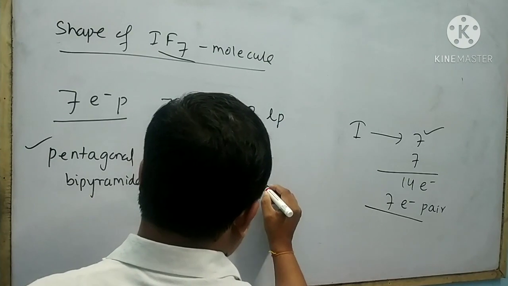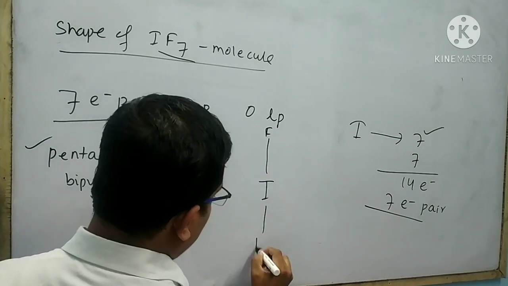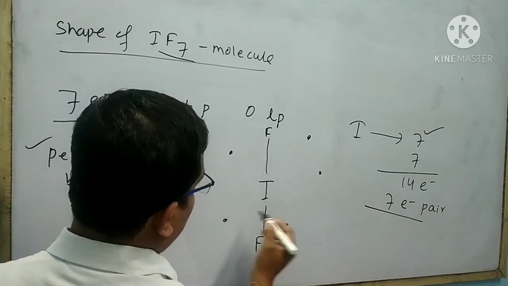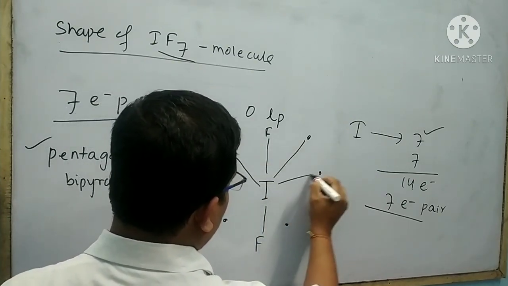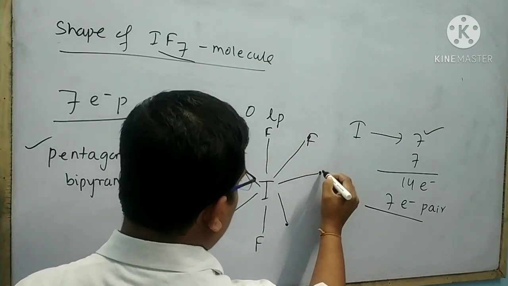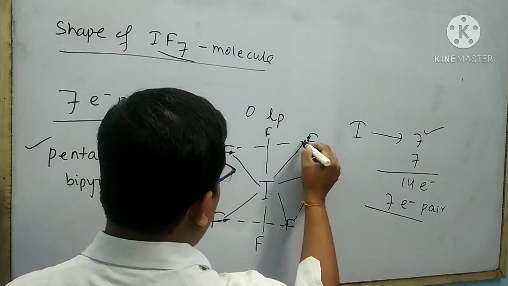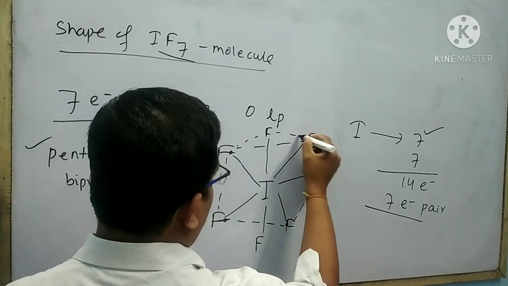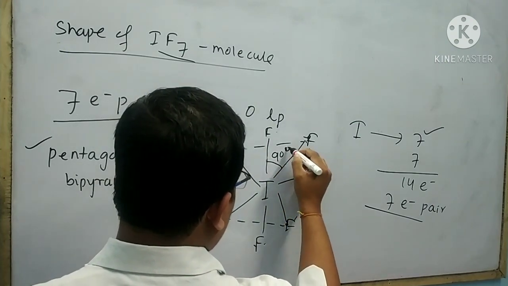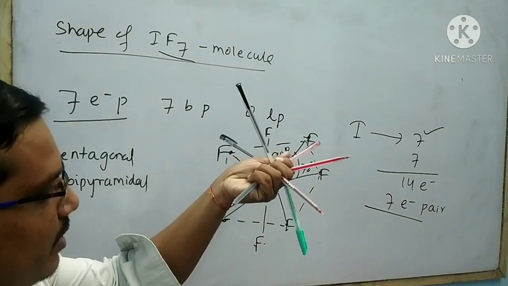I can draw the pentagonal bipyramidal structure like this. This is the pentagonal bipyramidal structure of IF7. This bond angle is 90 degree, but this bond angle is 72 degree. This is the pentagonal structure of IF7 molecule.